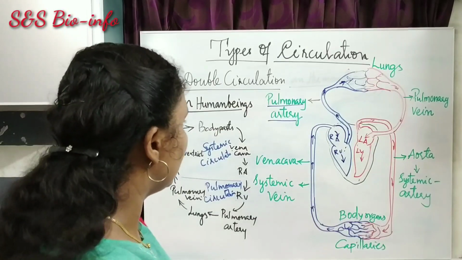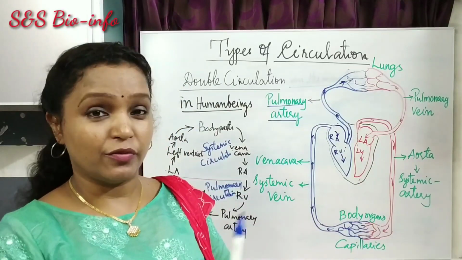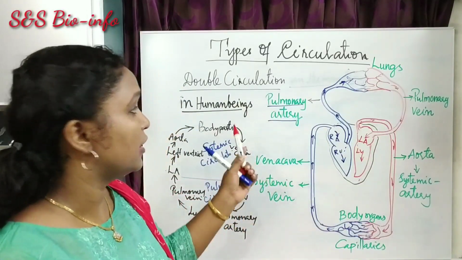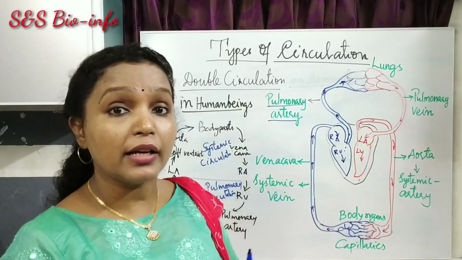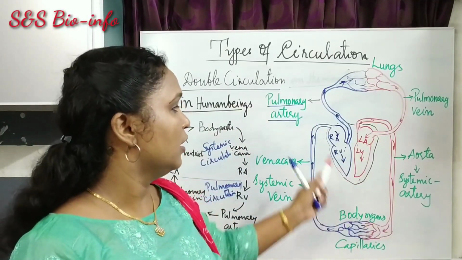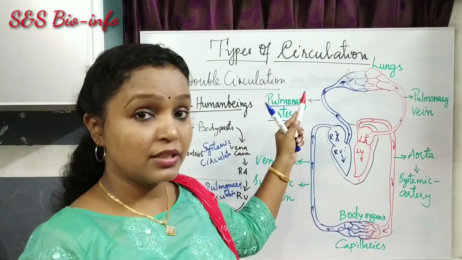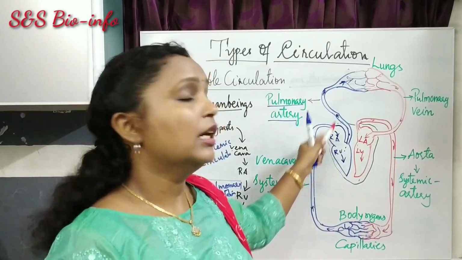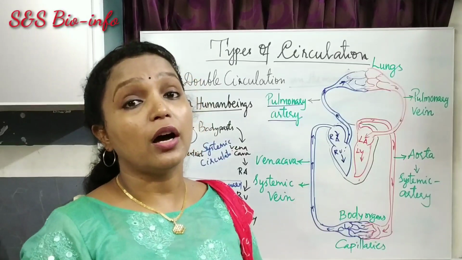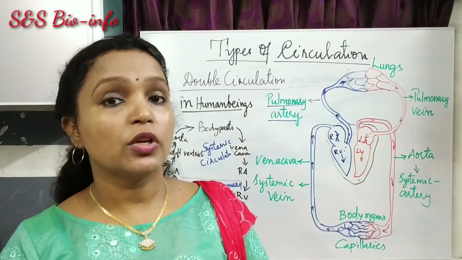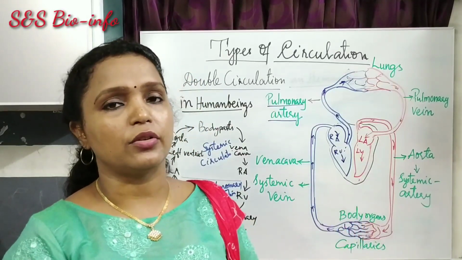Then we have learned about how it happens. It's very easy, because the blood enters the heart twice during complete circulation. The right atrium receives the deoxygenated blood from the vena cava. The left atrium receives the pure blood from the lungs. So that is double circulation.